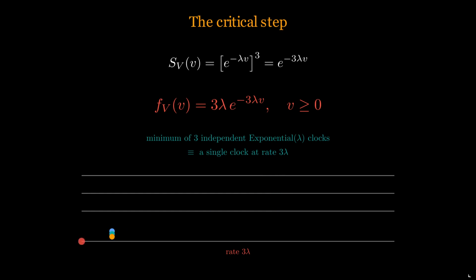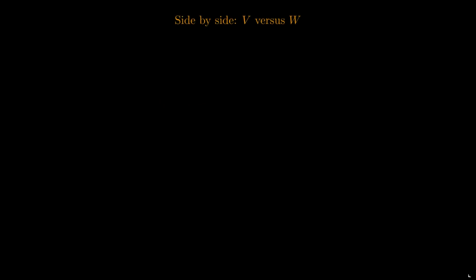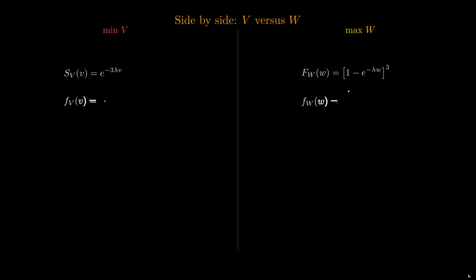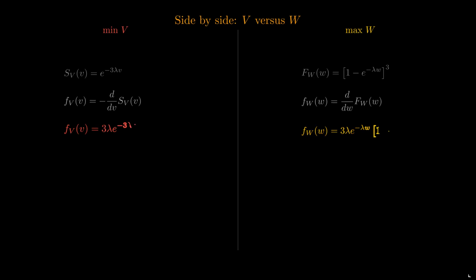Let's build f of V and f of W side by side, from their CDFs, and verify each one. On the left, differentiating 1 minus e to the minus 3 lambda v gives f of V equals 3 lambda e to the minus 3 lambda v, for v at least 0, a clean exponential density. Check it integrates to 1: the integral of 3 lambda e to the minus 3 lambda v from 0 to infinity is exactly 1, since it's exponential with rate 3 lambda.